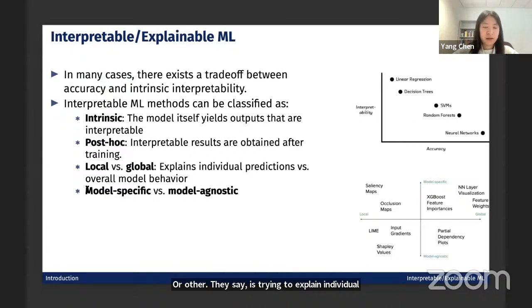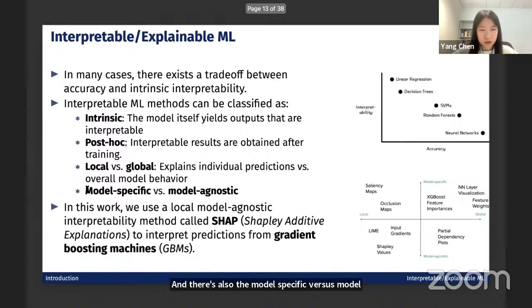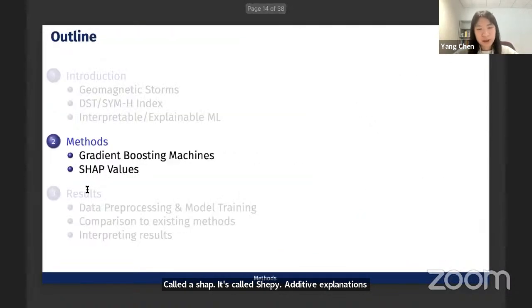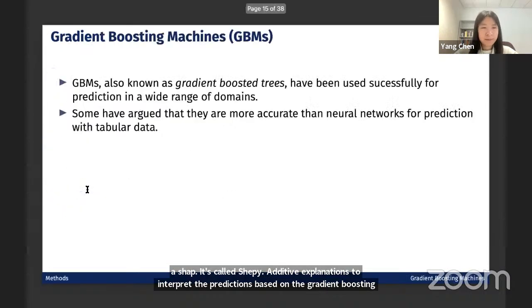And there's also the model-specific versus model-agnostic interpretable machine learning methods. So in this particular work, we adopt a local model-agnostic interpretability method called SHAP, Shapley additive explanations, to interpret the predictions based on the gradient boosting machines. So next, I'll just talk about those two methods briefly.